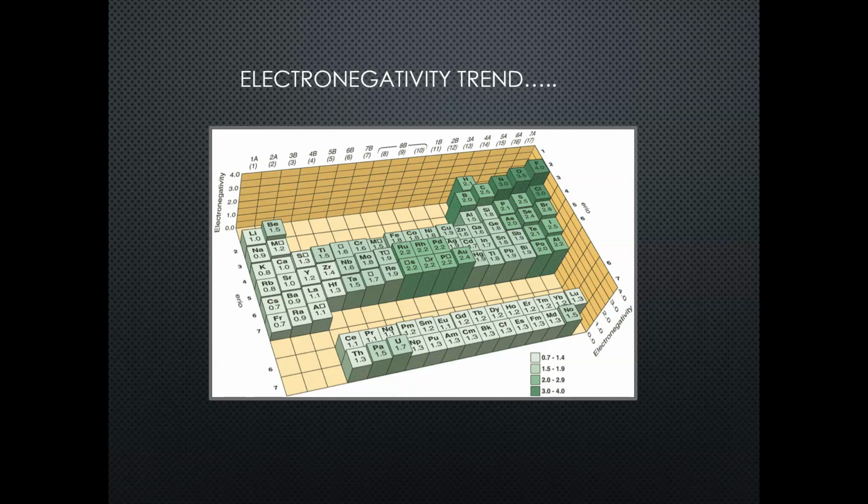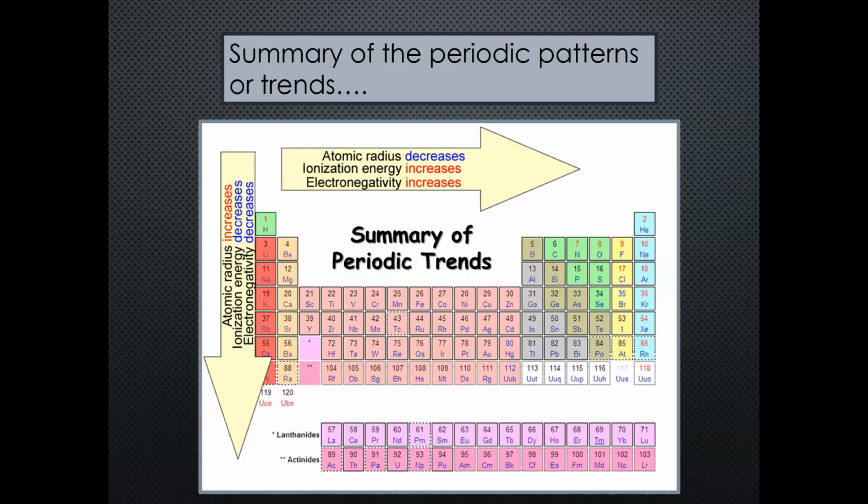So if I put all of this together, electronegativity, ionization energy, atomic radius, into one chart, this is what it's going to look like. As I go to the right, the radius is going to get smaller. The ionization energy and the electronegativity are going to increase. As I go down the periodic table, the atomic radius is going to get larger. The ionization energy decreases. The electronegativity decreases.